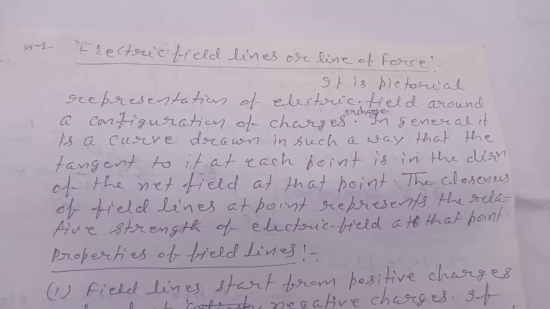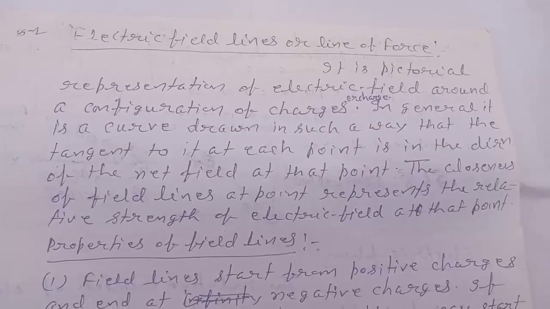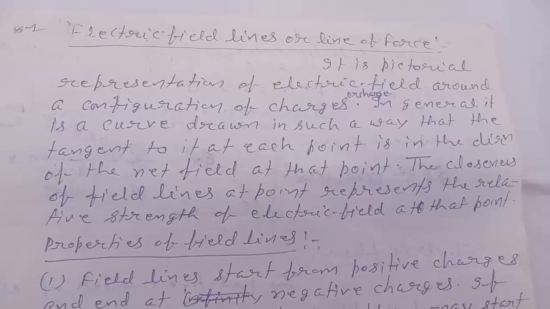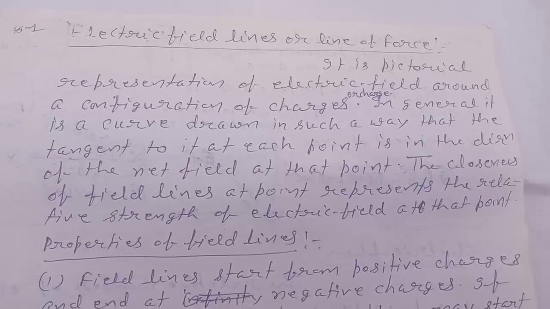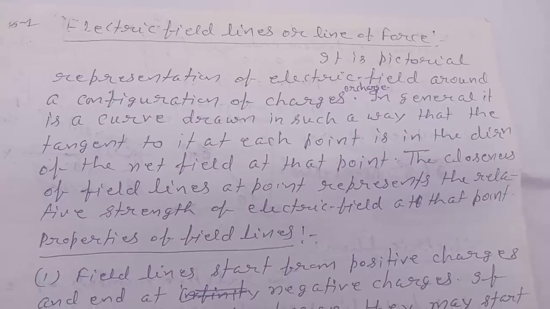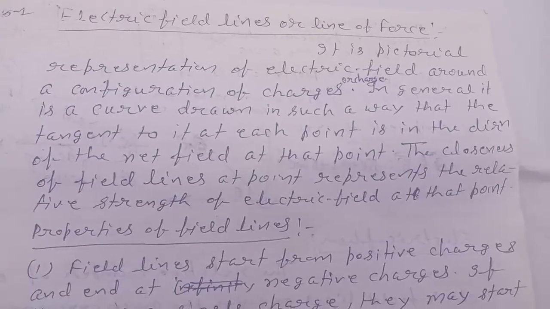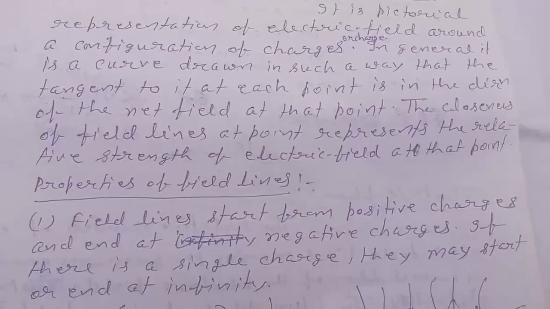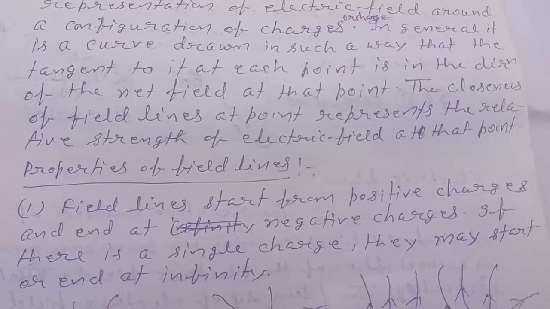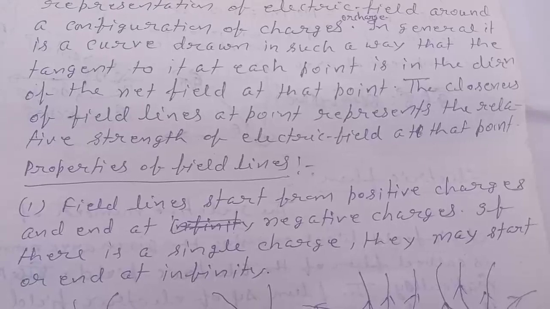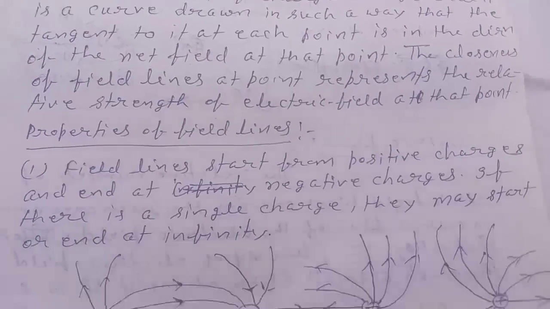Electric field lines or lines of force. It is a pictorial representation of electric field around a configuration of charge or charges. In general, it is a curve drawn in such a way that the tangent to it at each point is in the direction of the net field at that point. The closeness of field lines at a point represents the relative strength of electric field at that point.